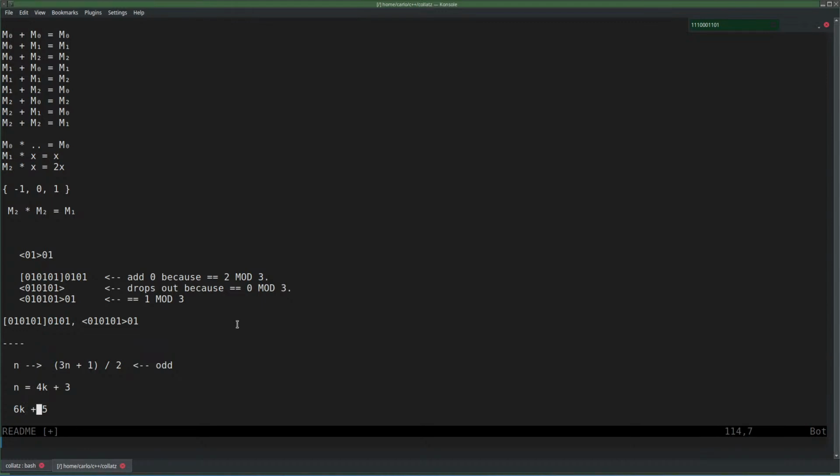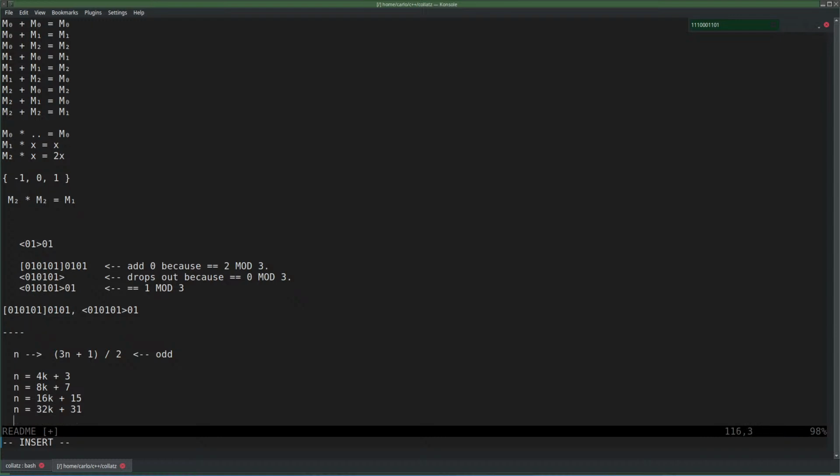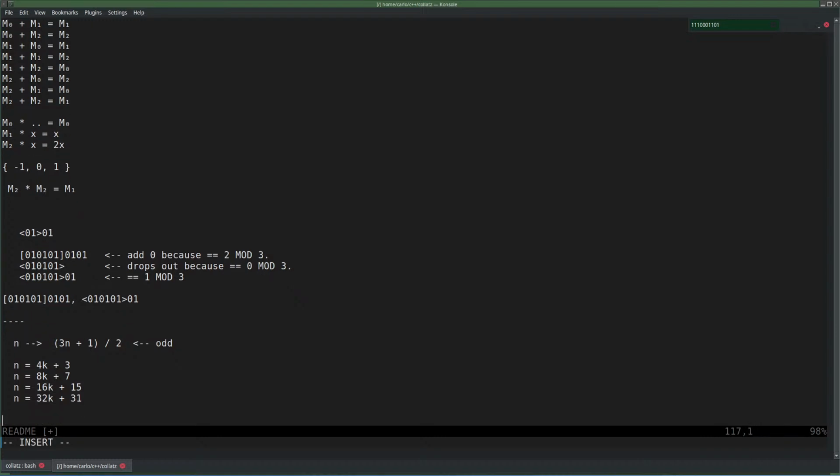What must n be so that if you repeat it twice, this is again of that form, so that it grows twice in a row? And lo and behold, it turns out that is 8k plus 7. This grows twice in a row. And to grow 3 times in a row, it must look like that. And to grow 4 times in a row, it must look like this. Well, you see the pattern.